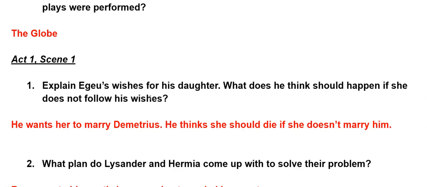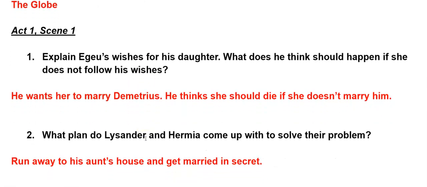Question 2, what plan do Lysander and Hermia come up with to solve their problem? Their plan is to run away to his aunt's house and get married in secret. We talked about how Lysander's aunt lives outside of Athens, and so if they run away to her house, then they will no longer be under Athenian law. So that is their plan.